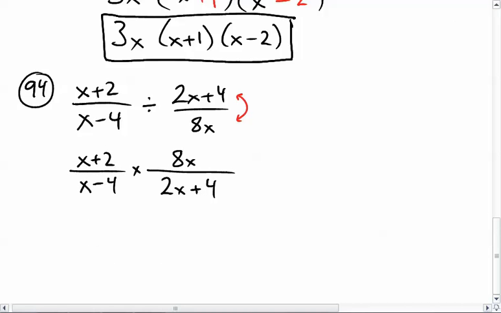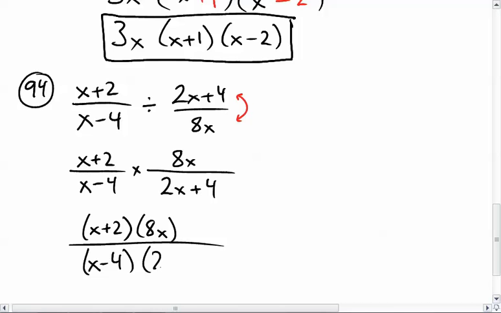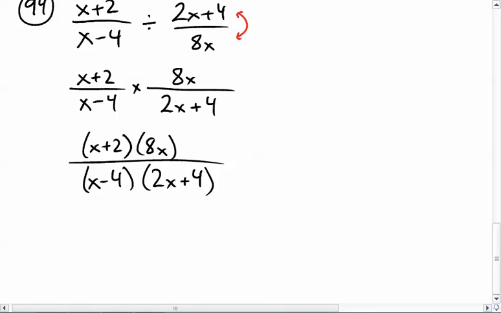And the nice thing about multiplying fractions is that you can just multiply everything across. We're going to multiply x plus 2 and 8x on the top of the first fraction, and x minus 4 and 2x plus 4 on the bottom. So you don't need to look for common denominators. It's nice and easy. We actually don't want to expand these because there might be something that they have in common that they can cancel.